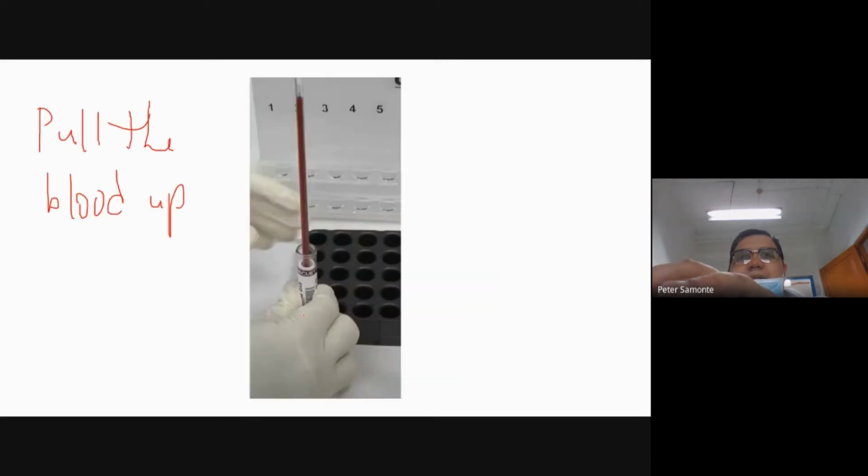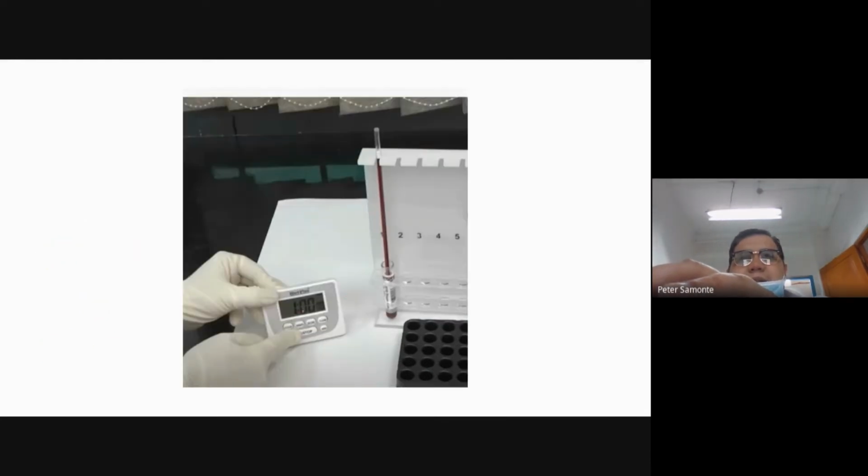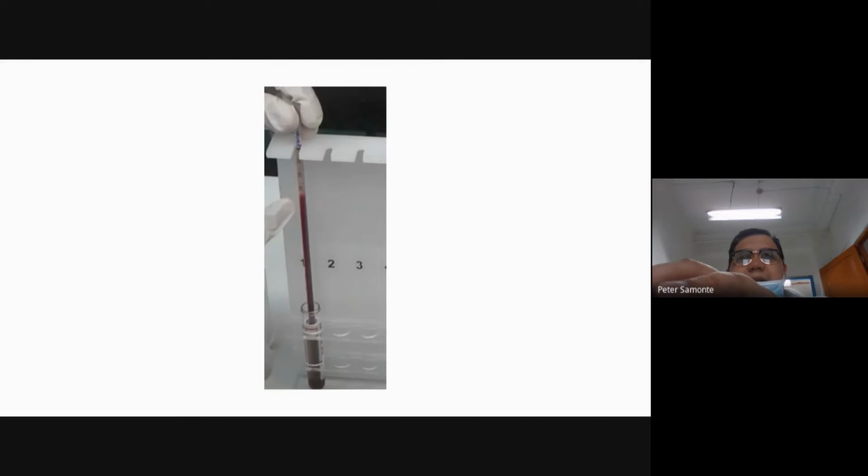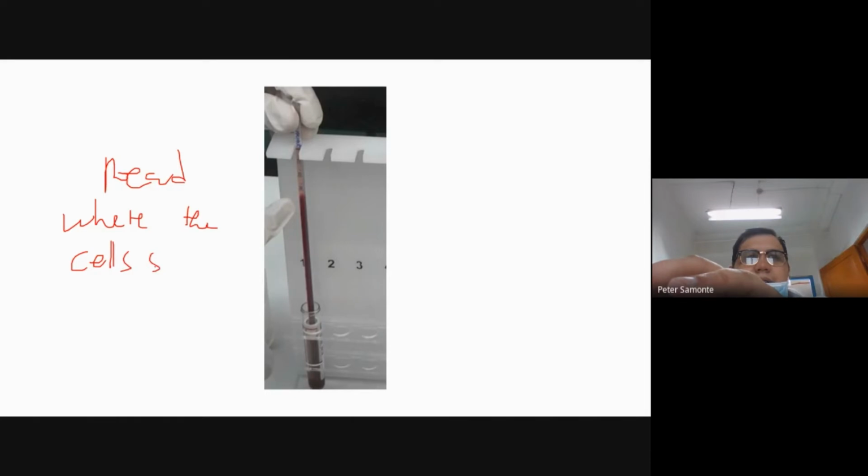And then, after that, you would set the timer. So, ikaw, if you want 1 hour, pwede rin 2 hours, depende sa'yo. So set mo yung timer, 1 hour. Then read where the cells sediment, separated from the plasma.